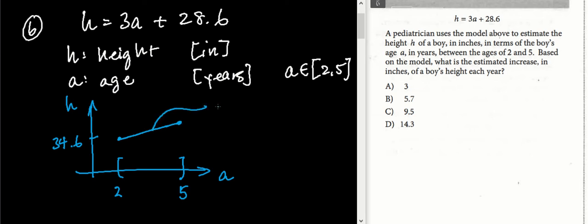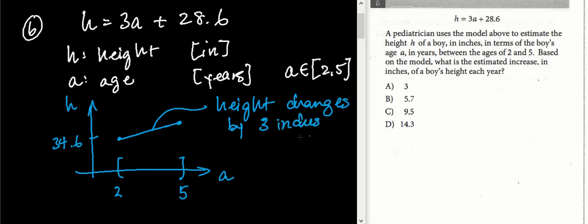So as we were constructing this graph, we recognize that our height changes by 3 inches each year. You notice that I added the units associated with my slope, which is inches per year. And if we look back on the problem, this is exactly what we're after, right? The slope represents the increase in inches of the boy's height each year. So our answer in this case is A.